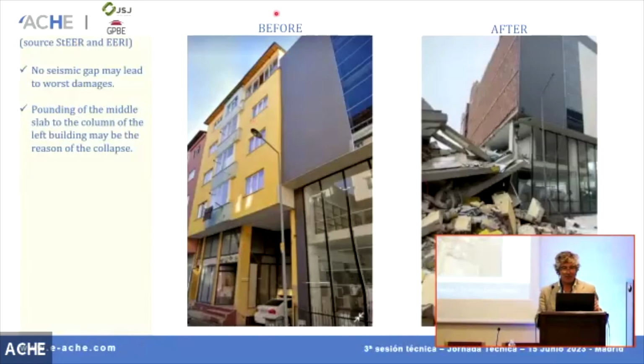This is an example. This is a picture before and after. So what happened here, we don't have sufficient seismic gap. And this slab at the middle height of this column just pounded against this column, which caused the collapse of this building. So it's better to have a seismic gap, okay?